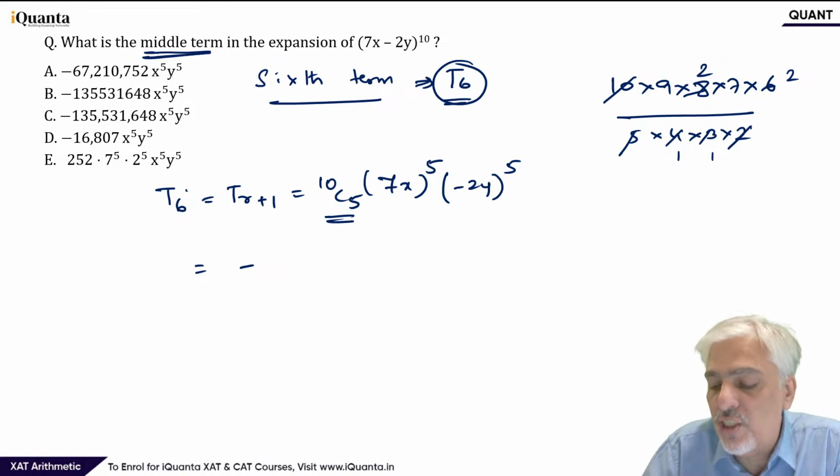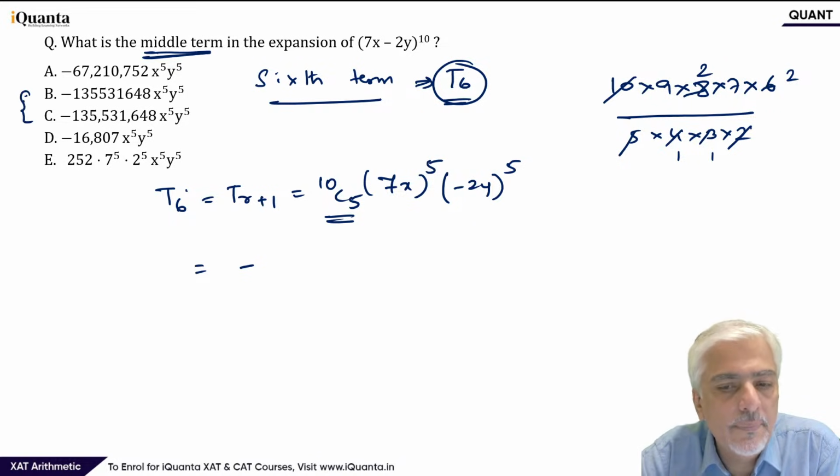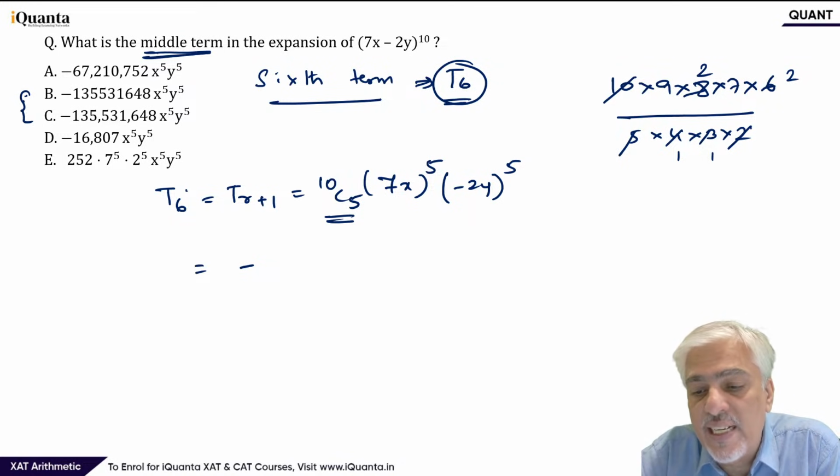Calculations have to be done. Answer is B or C. Both are the same option. Any one of them is your answer. Okay, everybody clear? E is not correct. E does not have a negative sign.